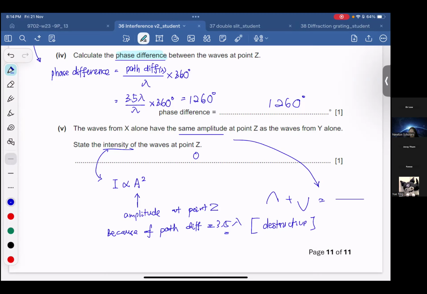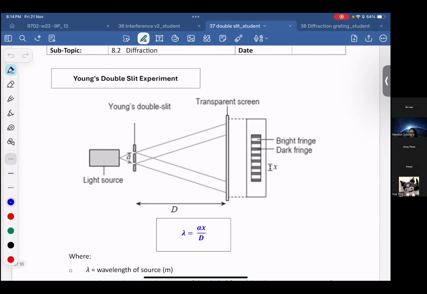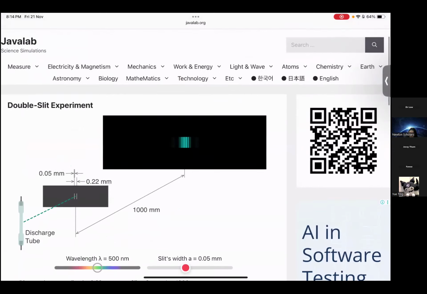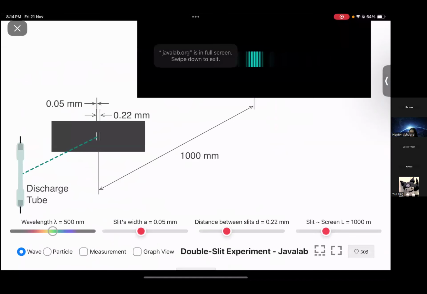So we go to the next question. Next, worksheet 37, Young's double slit experiment. Let me have a look. Young's double slit, okay, this one is Young's double slit. If you graduated from SPM, this is not a new topic for you. But if you graduated from IGCSE, we didn't learn about this before.